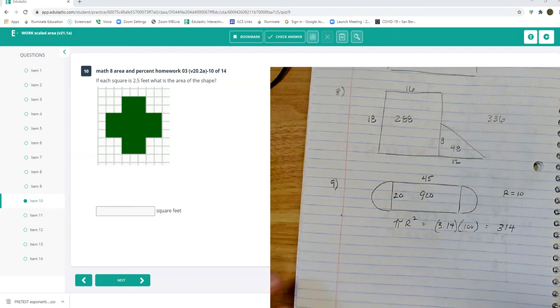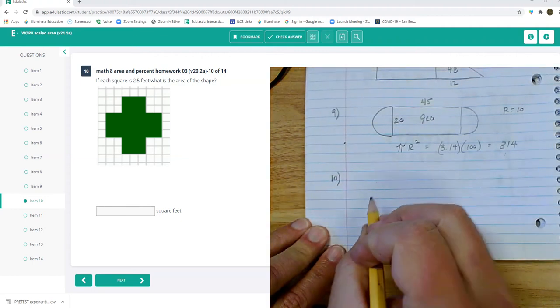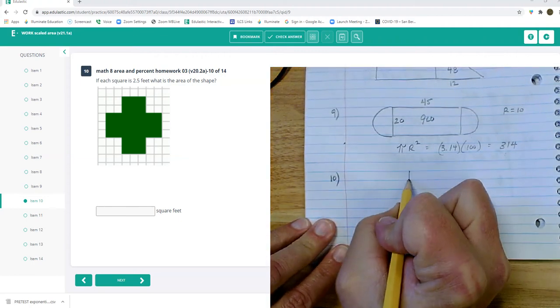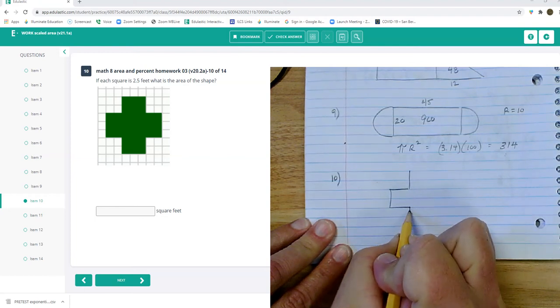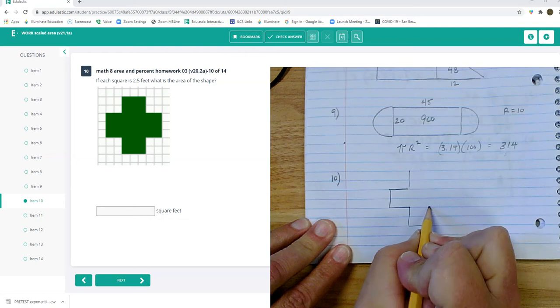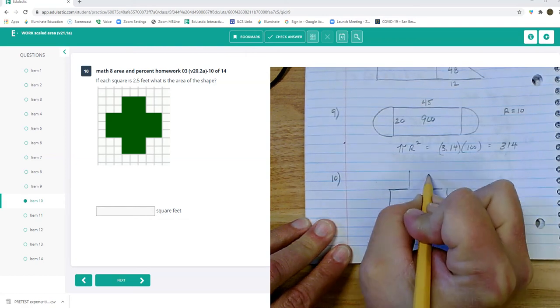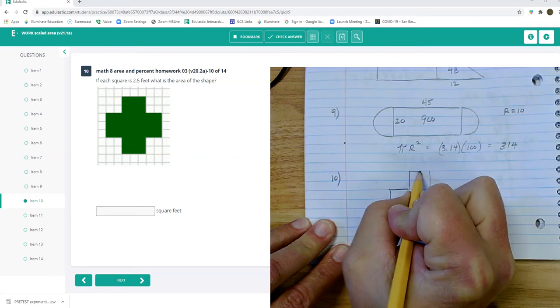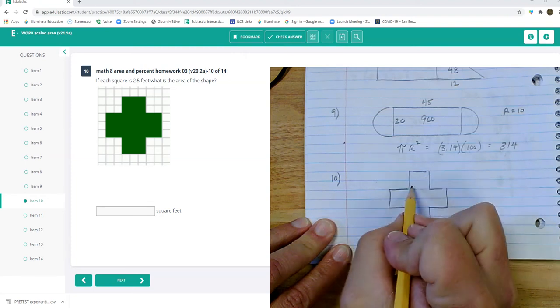And I'm on to question number 10. And I'm going to draw the picture, kind of like a red cross type of thing. A green cross type of thing. And really this is, no, it's not perfect. Okay, so this is 2 by 3.